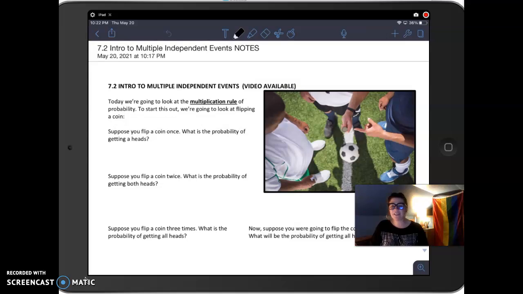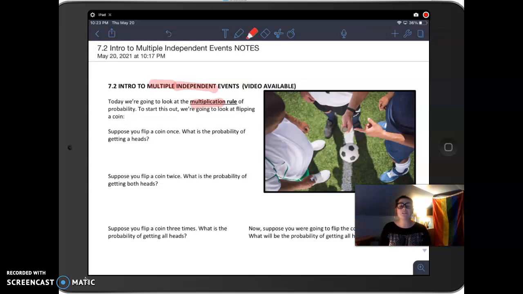We have a new topic, and that topic is multiple events. But specifically this week, we're going to be talking about multiple independent events. All right, so let's get going. Today, we're going to look at the multiplication rule, which has to do with multiple events. So the big idea is that when you have multiple things happening in a row, then you multiply the probabilities of those events together. So let's just start off with flipping a coin.